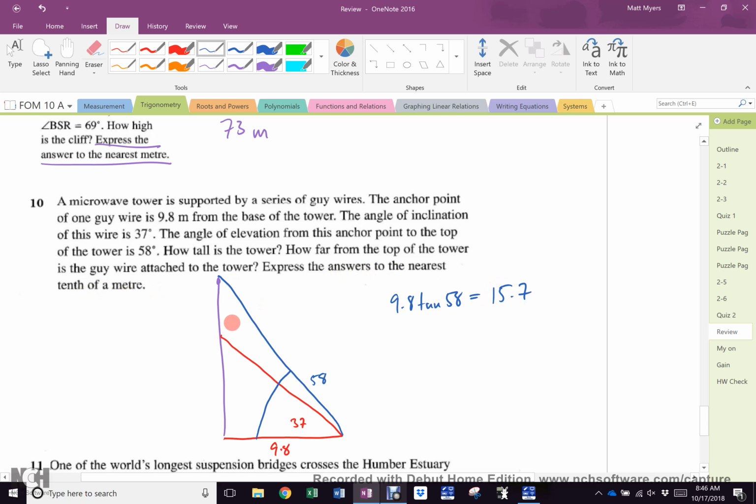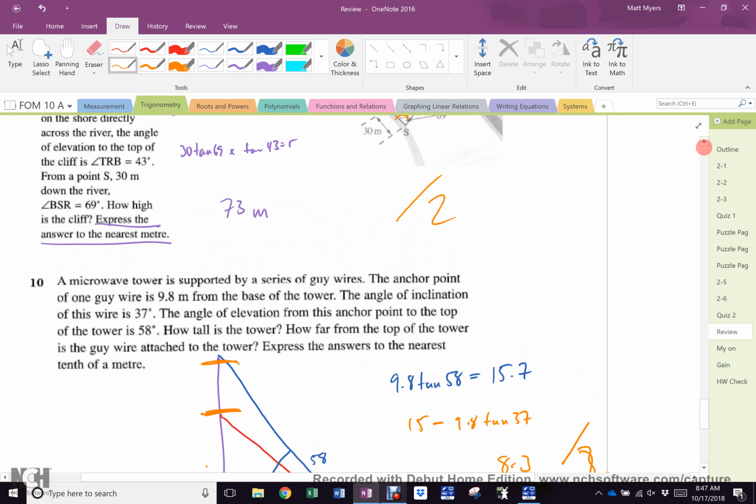Red tower, I need to know this distance, which is going to be 15.7 minus what? 9.8 tan 37, right? Because the red triangle is the exact same as the blue triangle. It's opposite over adjacent, so 9.8 tan 37. So I got it on my calculator. 15.7 minus 9.8 tan 37 is 8.3. And that has to be out of 2, because you did 2 things. The cliff was out of 2.